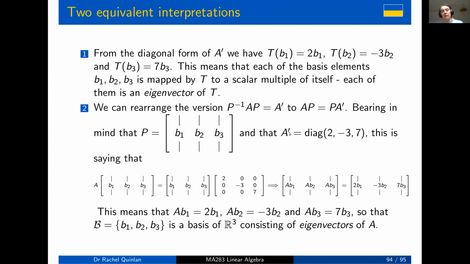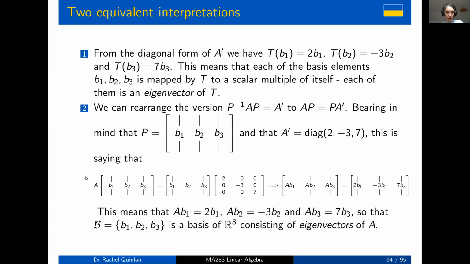So when we say that AP is equal to P A dash, what we're saying is that multiplying the vectors b1, b2, b3 on the left by A is the same thing as multiplying b1, b2, b3 on the right by the diagonal matrix 2, -3, 7. The first column of that is just a combination of these three columns given by 2, 0, 0. So it's just 2b1. Second column -3b2, and the third column 7b3.